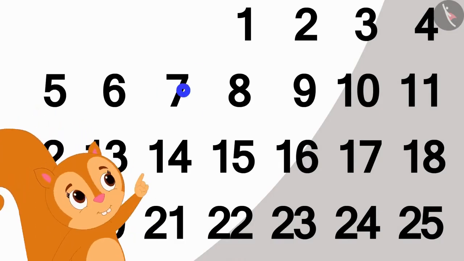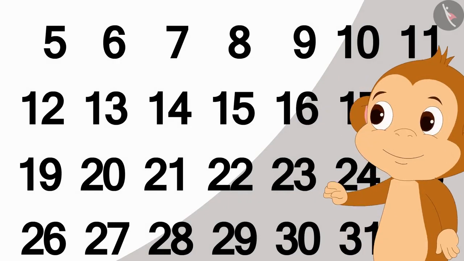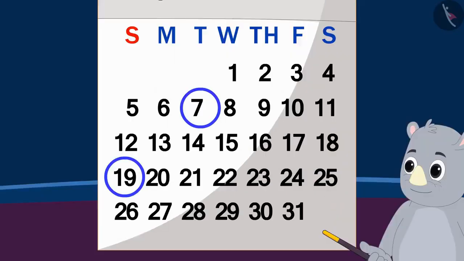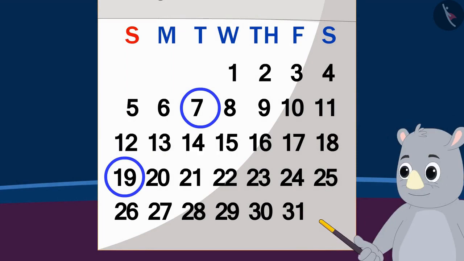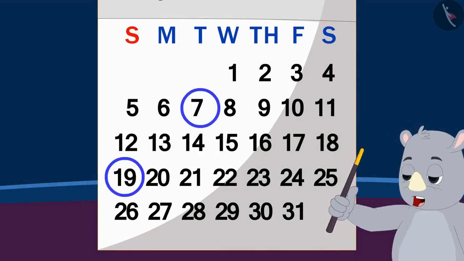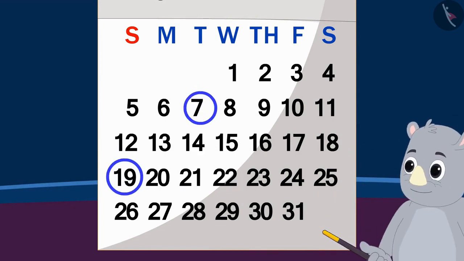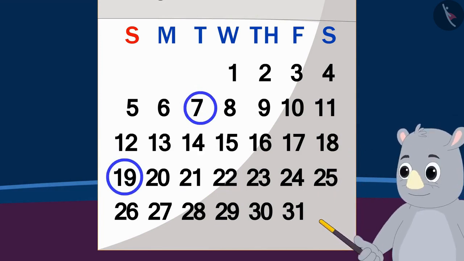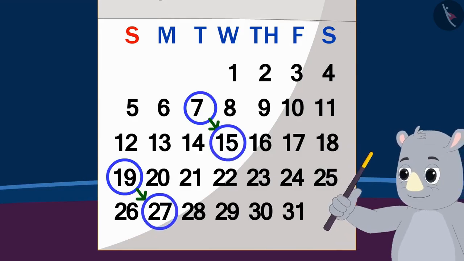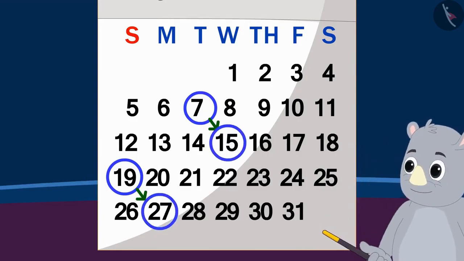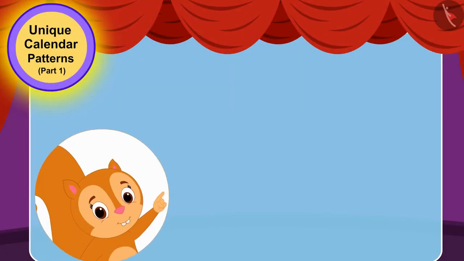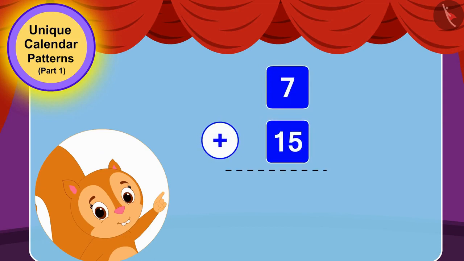Chanda chose the date 7th and Babban chose the date 19th. Now, Gaggu asked both of them to add their chosen date and the date written in the diagonally opposite direction. Chanda added 7 and 15 in this way. Children, sum of 7 and 15 is 22.